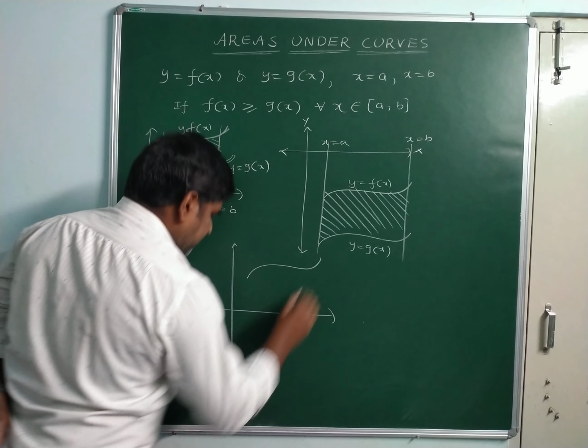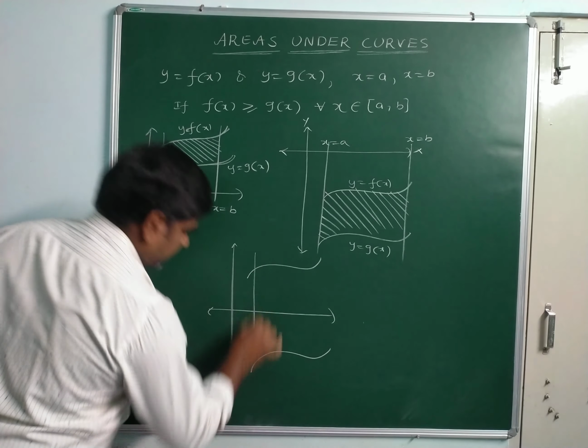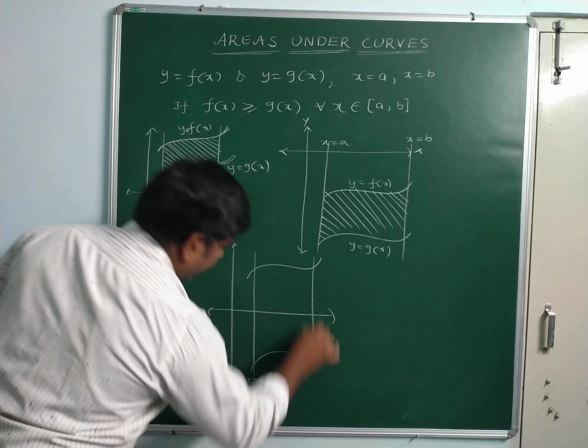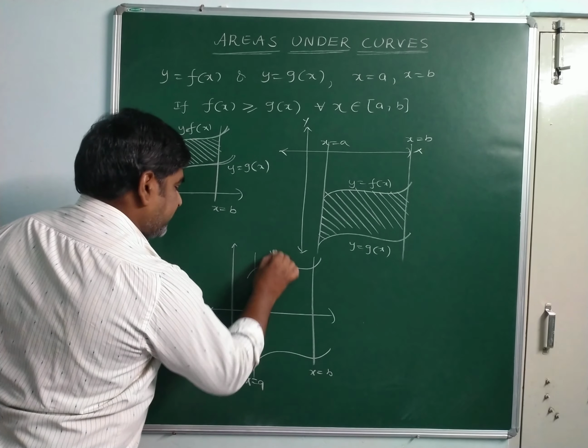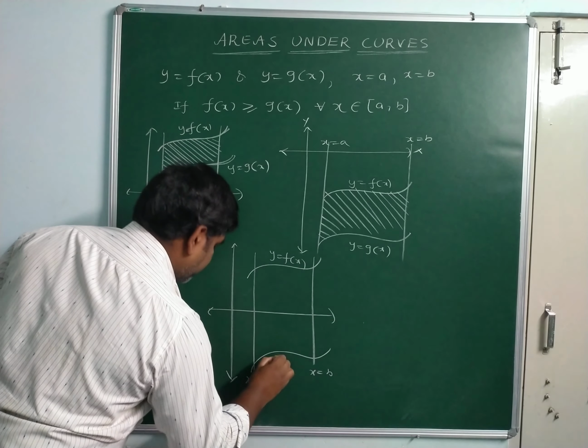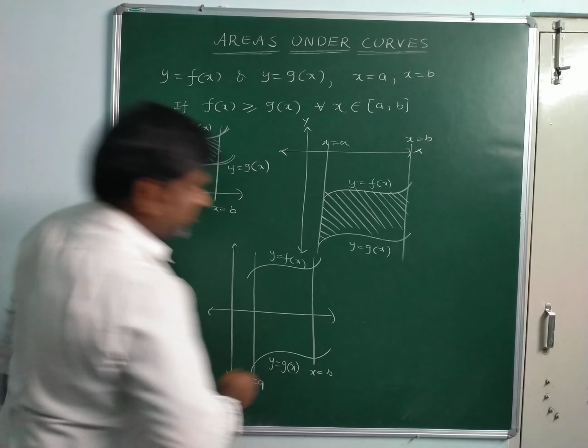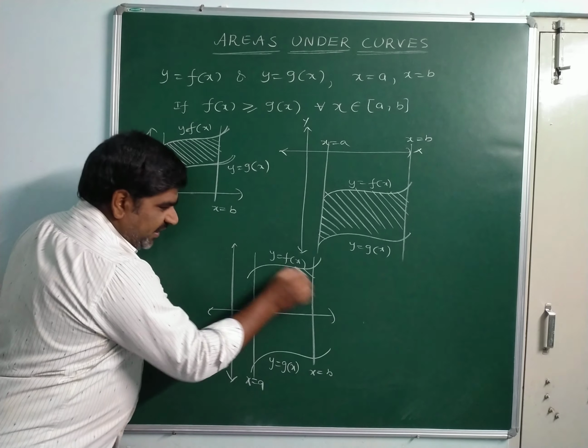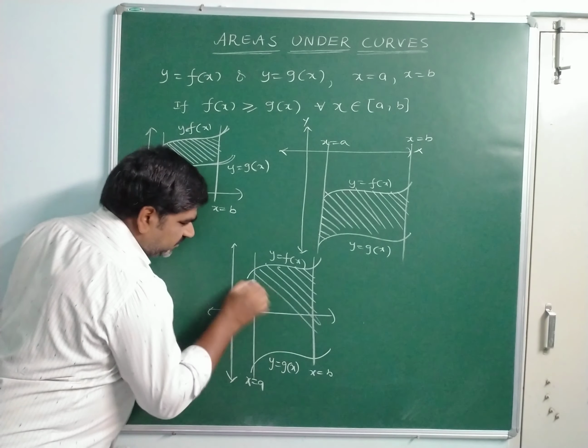The curves may be like this. This is the line x equals a and this is the line x equals b. This is y equals f of x and this is y equals g of x. So now this is the required region.